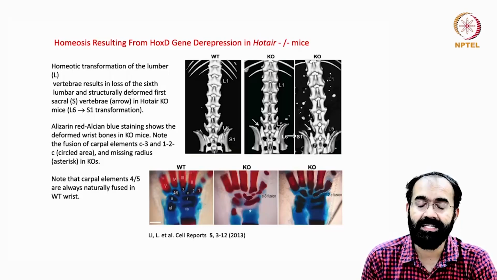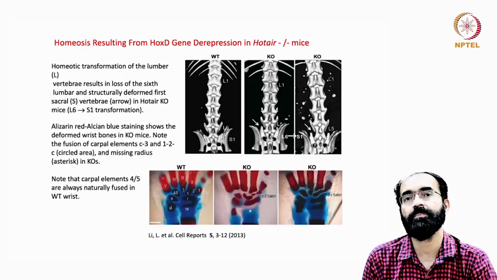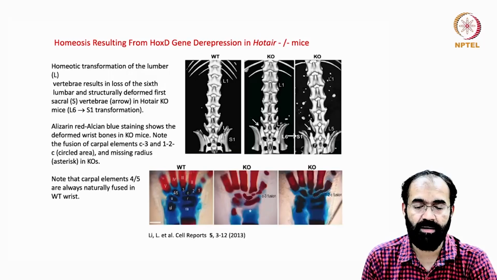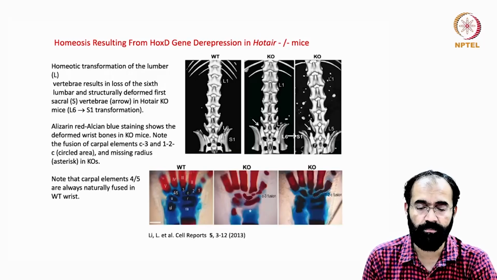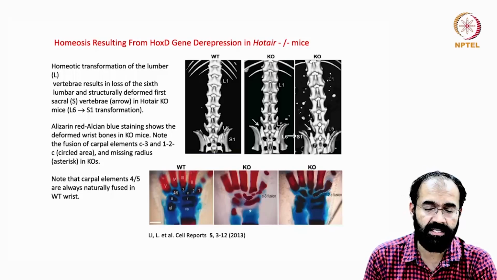So here you can see the 6th lumbar vertebrae is now appearing like the first sacral vertebrae. After lumbar vertebrae you have the sacral vertebrae coming, which is towards the bottom of the vertebral column, where this is your pelvic girdle region, what you are seeing here, where the legs are attached. In mice it will continue with the tail.